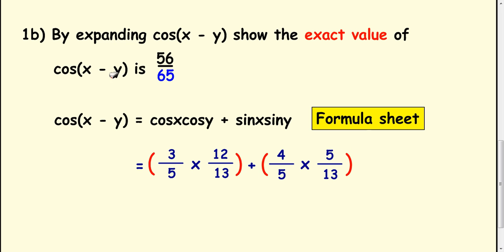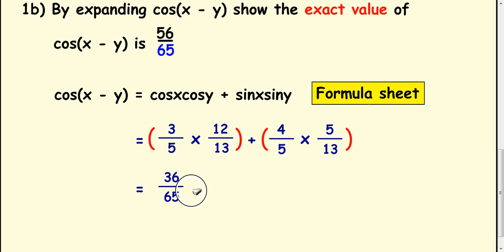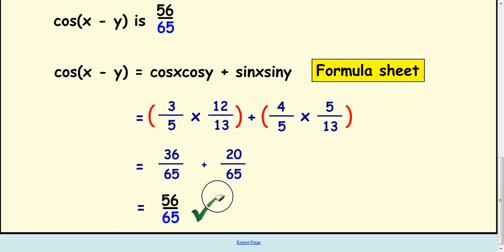We have to prove that this comes to 56 over 65. So 3 times 12 is 36. 5 13s are 65. We can see we're going along the right lines because we've got the 65 in the bottom. On this side we've got 4 5s are 20 over 65, which comes to 56 over 65, which was what we're looking for.